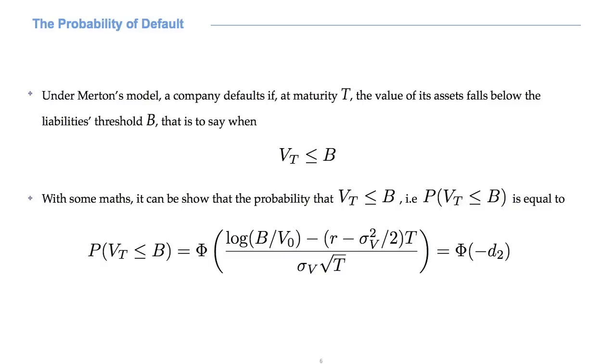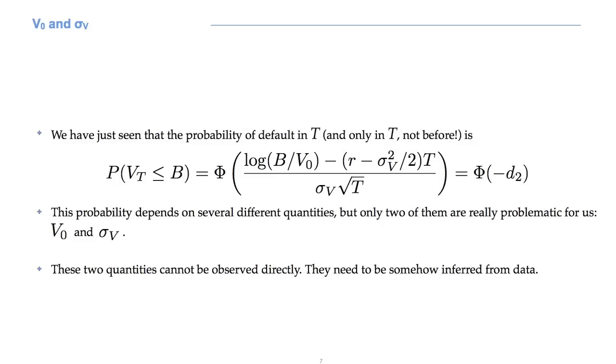This is rather interesting. According to Merton's model, the probability of default increases in the amount of debt B, decreases in V0, the value of the company today, and it increases in the volatility of assets for V0 greater than B. All this is clearly in accordance with economic intuition that excessive debt or the excessive riskiness of assets make default more plausible. The probability of default is therefore a function of several different quantities.